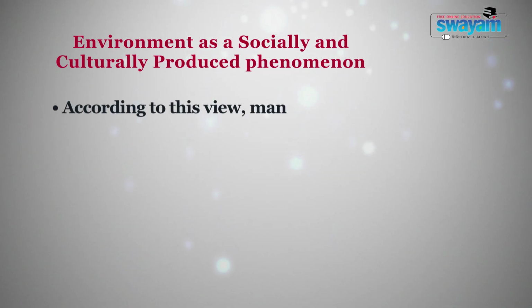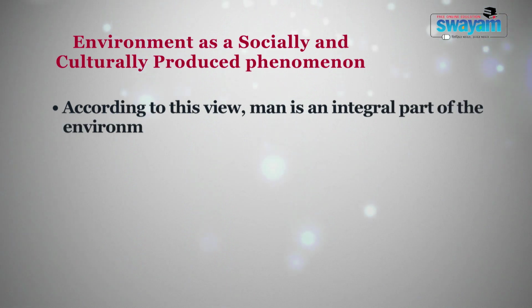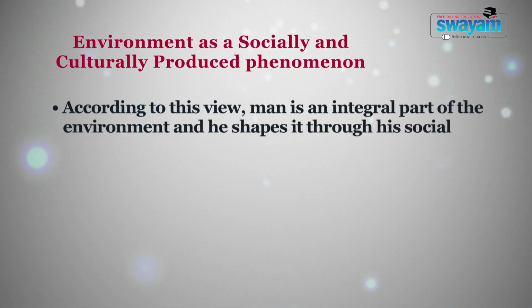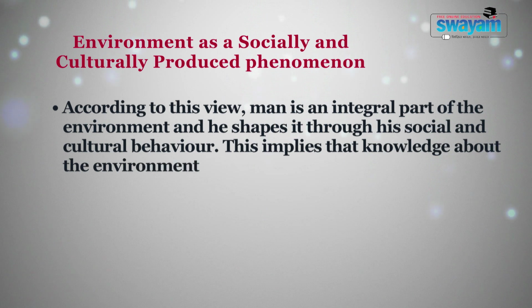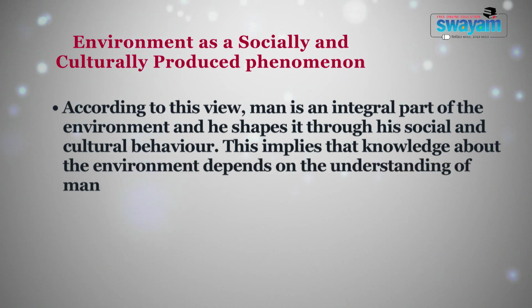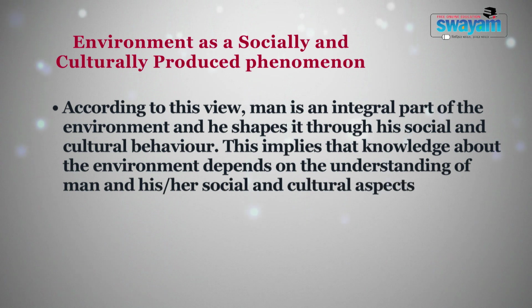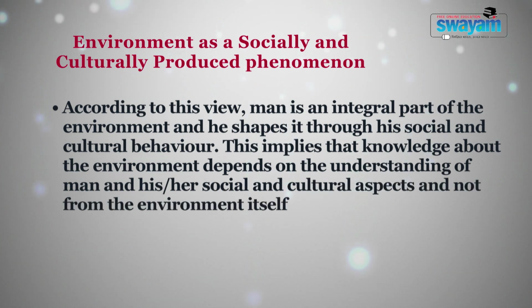Environment as a locally and socially produced phenomenon. According to this view, man is an integral part of the environment and he shapes it through his social and cultural behavior. This implies that knowledge about the environment depends on the understanding of man and his or her social and cultural aspects and not from the environment itself only. Environment in totality. When environment is considered in its totality, it can be defined as the totality of the things that surround man, which can be categorized into the biophysical, social, economic and political aspects.